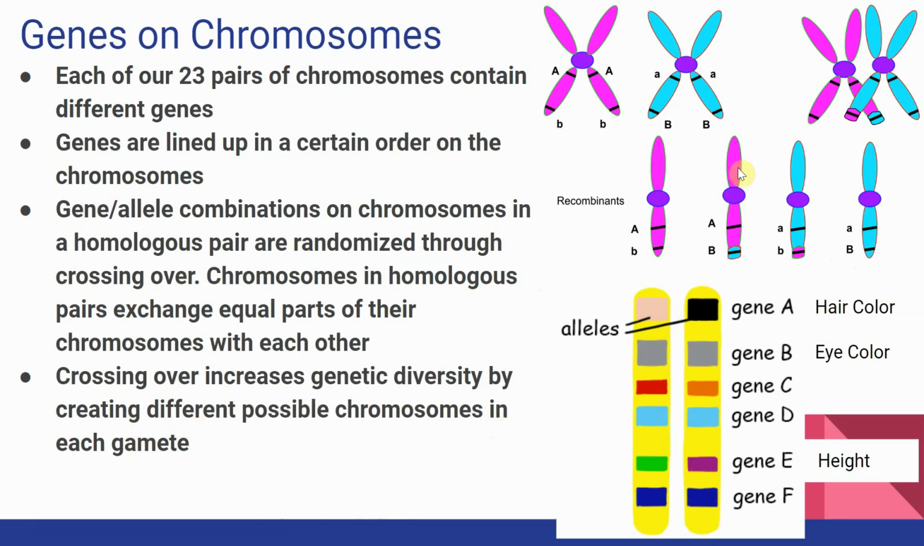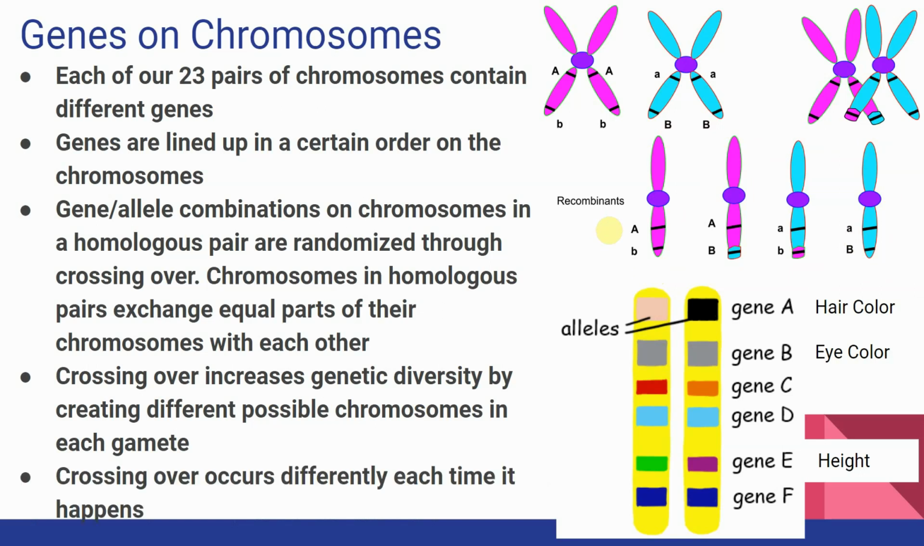Again, each of these single-stranded chromosomes, as we're going to talk about, is going to end up in a different gamete. So this is going to be in one gamete, this is going to be in another, this is in another gamete, and this is in another gamete. And because we did this process of crossing over, we have created new possible combinations of unique chromosomes. And then crossing over happens differently each time it happens.